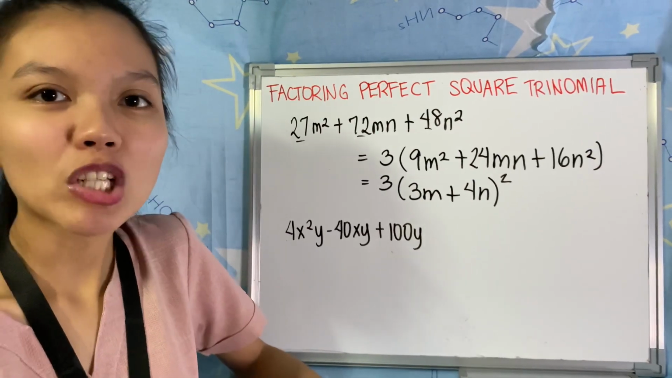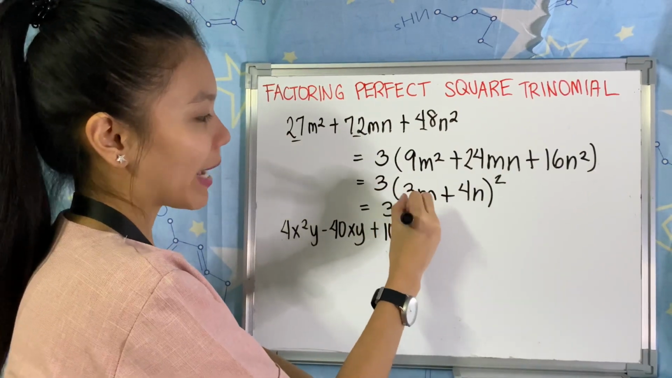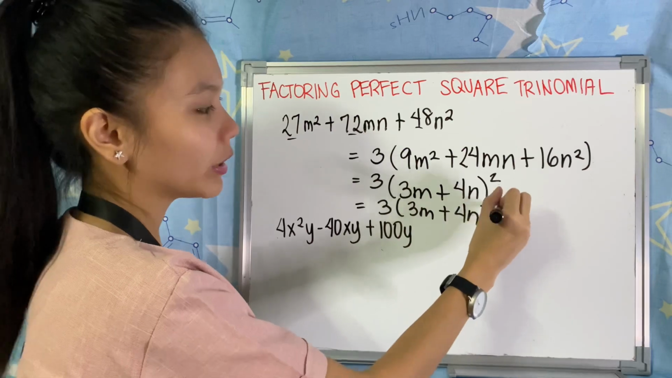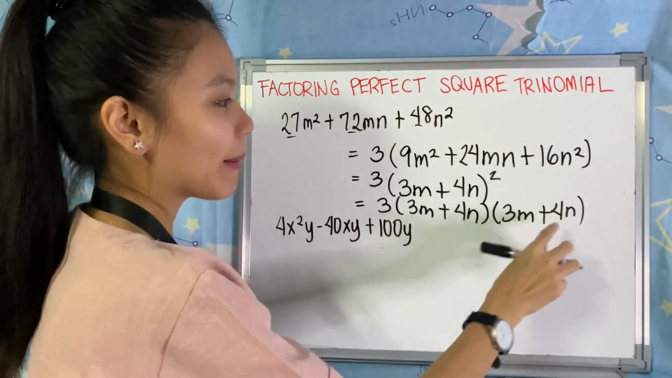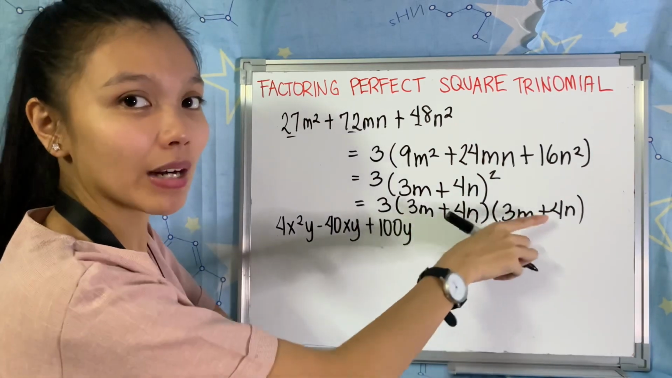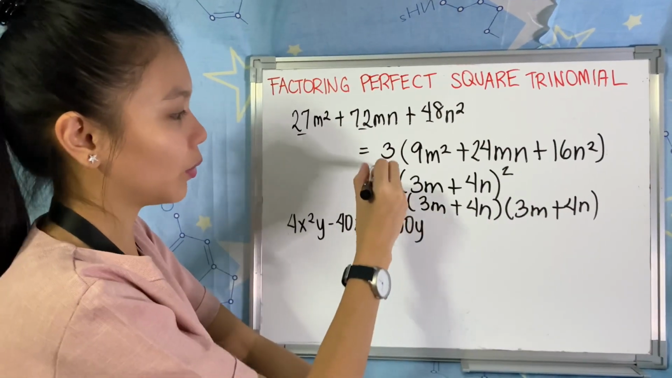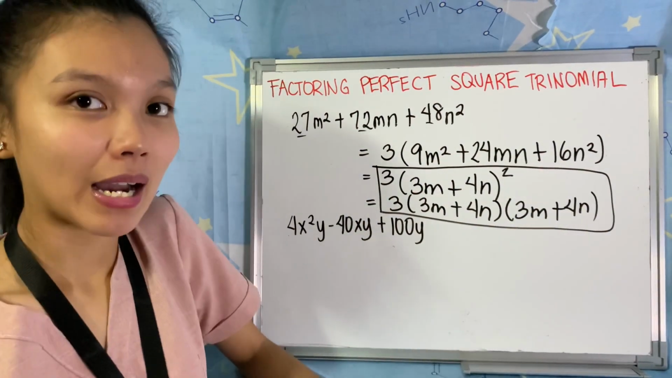Pwede nyo rin naman siya i-expand like this. 3 multiply by the quantity (3m + 4n) multiply by the quantity (3m + 4n). So, dapat parehas lang yung dalawang nasa quantity natin dahil siya ay raised to 2. So, alin man dito sa dalawang to ay tamang answer.